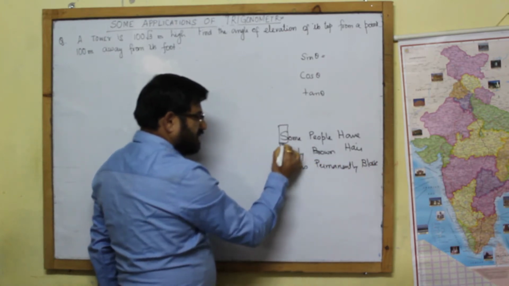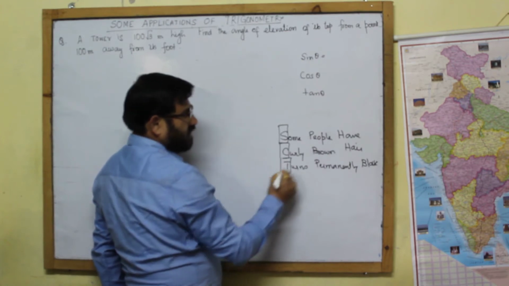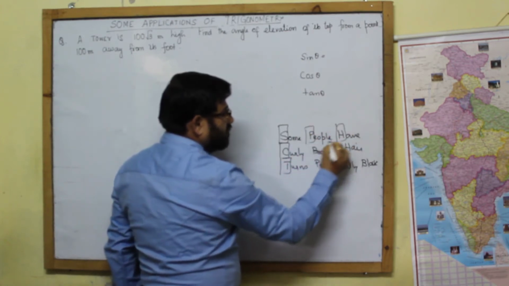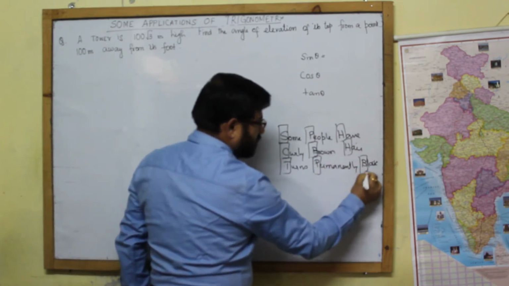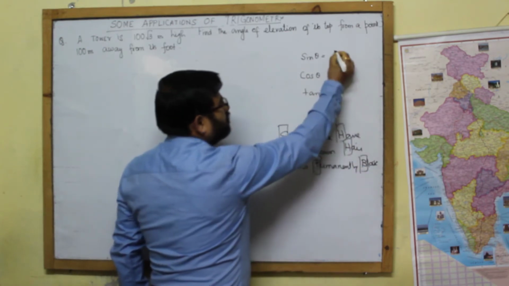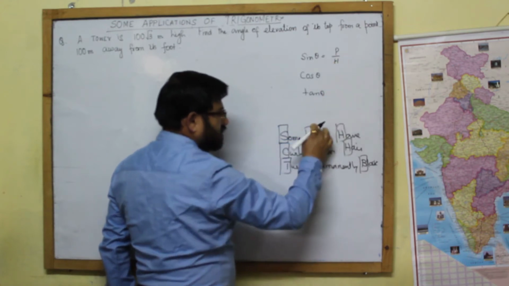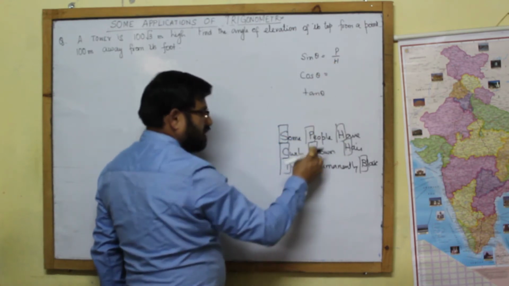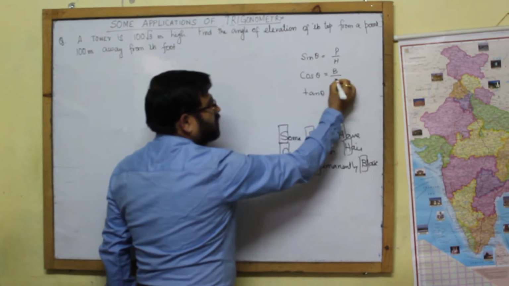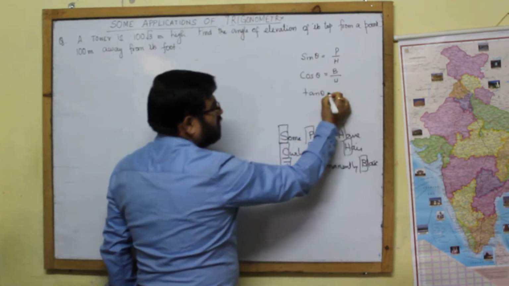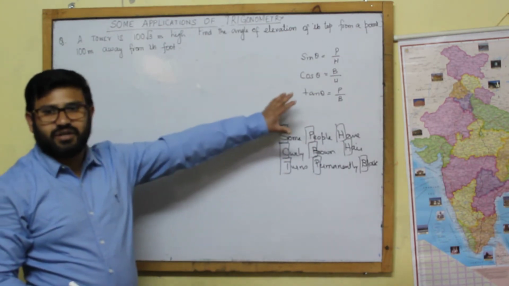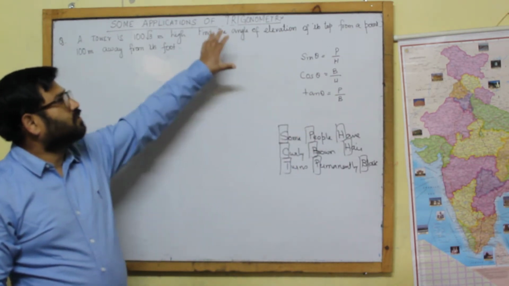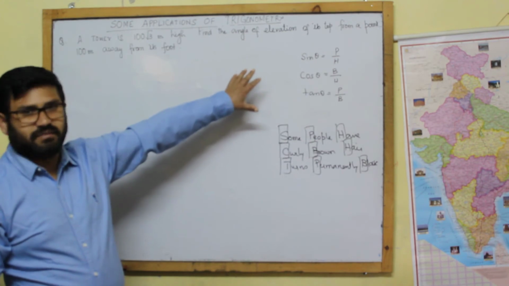Now what is the logic for this? S stands for sine, C stands for cos, T stands for tan. P for perpendicular, H for hypotenuse. B for base, H for hypotenuse. P for perpendicular, B for base. So sine is perpendicular by hypotenuse, cos is base by hypotenuse, tan is perpendicular by base. So these are the 3 ratios which we'll be using to do any kind of trigonometric sums.